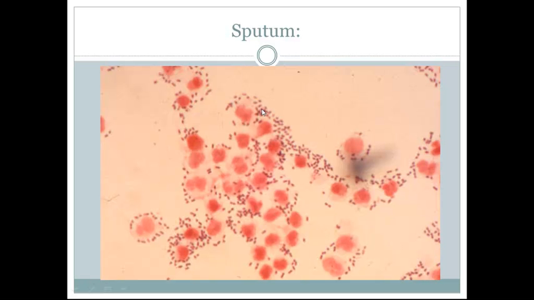So here we have red or pink, which would be gram negative. And it looks like they are in a circular type fashion. And it looks like they might be in pairs for the most part. So we would have gram negative diplococci.